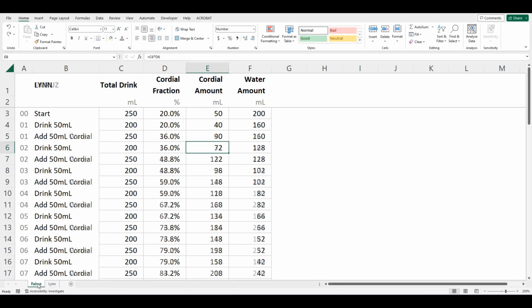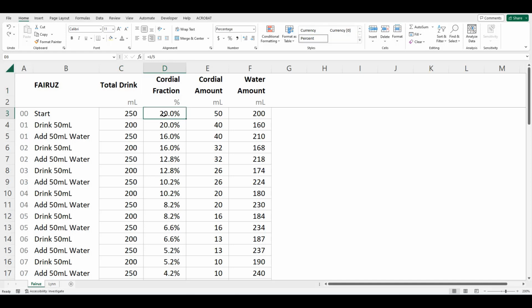So over for Feroz, we have our starting situation where the total drink is 250 mils. The fraction of cordial, we're told, is 20%, or we work that out as 1 part of cordial out of the 5. The amount of that is the percentage, 20% times 250, which is 50 mils. And then what's left, the 200 left, is water.